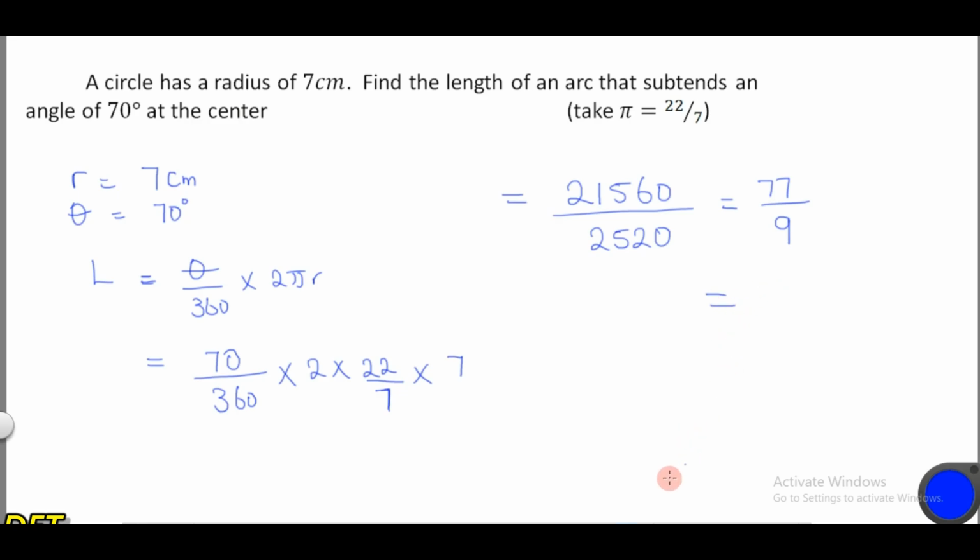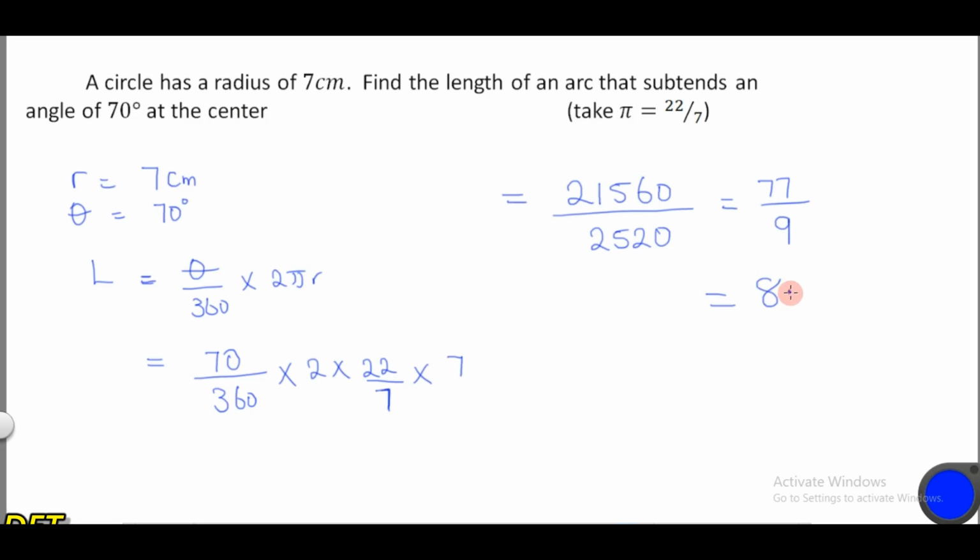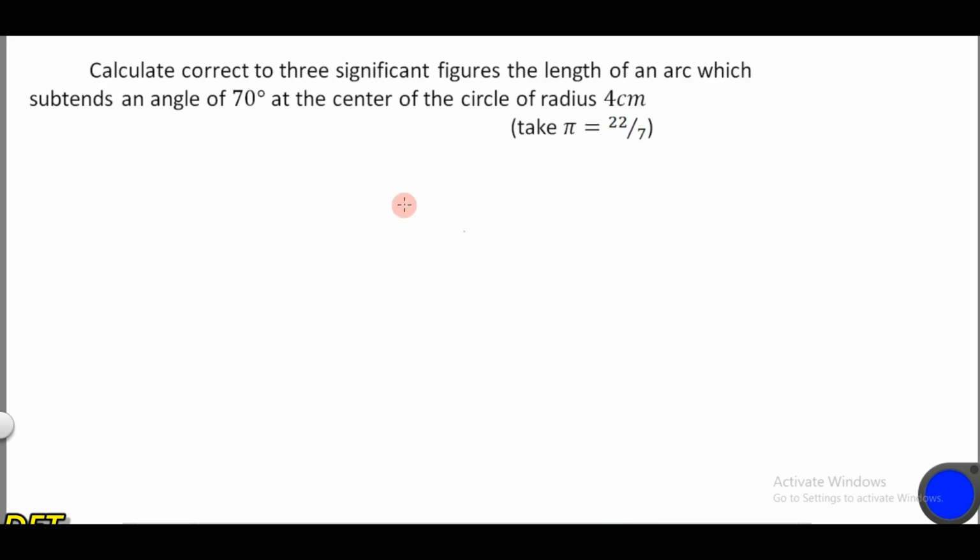And this is equal to, when we convert to decimal, 8.556. So that will be 8.56 centimeters. So this is the length of the arc. Our L is equal to 8.56 centimeters. This is the length of the arc. So having done this, let's look at the next question that we have here.